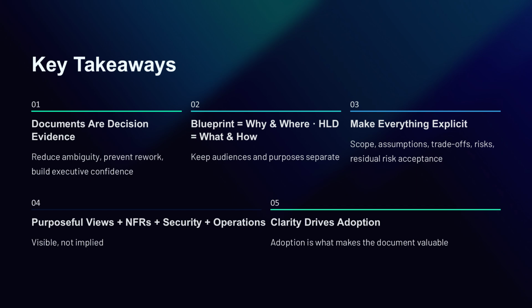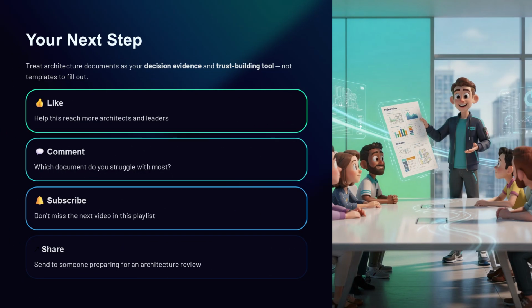You use a small set of purposeful architecture views to clarify complexity, and you make non-functional requirements, security design, and operational ownership visible rather than implied. Clear writing, consistent terminology, and readable structure increase adoption. And adoption is what makes the document valuable. As you move into the next lecture, start treating architecture documents as your decision evidence and your trust building tool, not as templates you fill out.